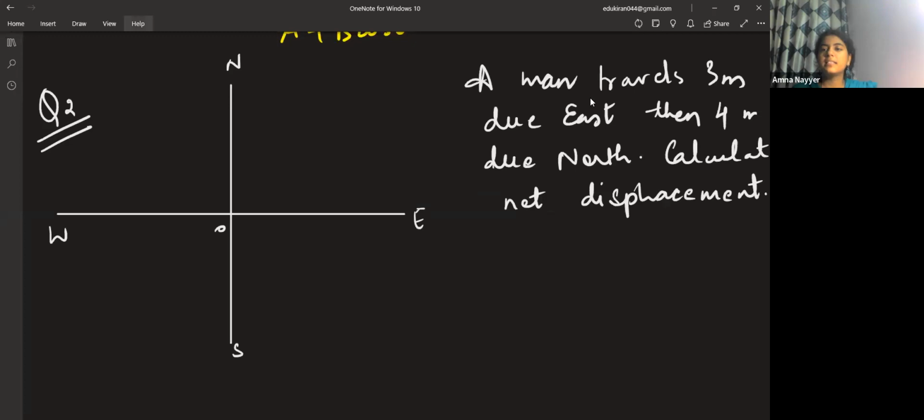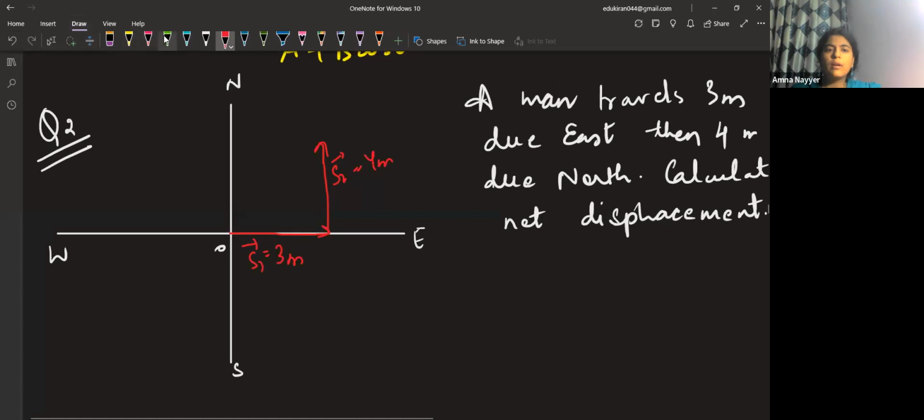See, this question says that a man travels 3 meters due east. So 3 meters due east means, let's say, the person has traveled, the first displacement S1 is 3 meters. Then 4 meters towards north. S2, this is covered, is 4 meters. Now you have to calculate the net displacement.